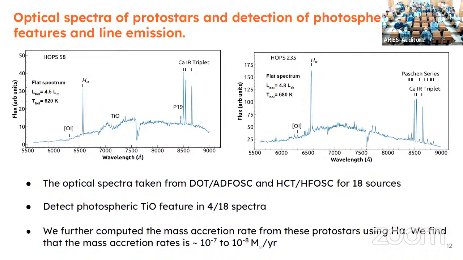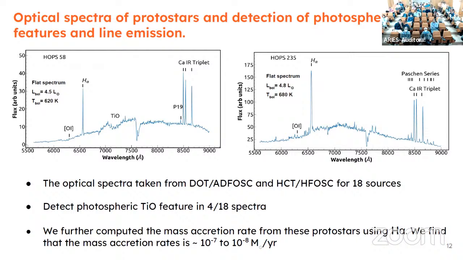Since some of these protostars are actually bright, with the brightest ones being about 13 to 14 magnitudes in G band, we were also able to follow them up using spectroscopy, using several Indian facilities such as the Aries Devasthal Faint Object Spectrograph on the DOT 3.6 m and the Himalayan Faint Object Spectrograph and Camera, HFOSC, on HCT. So for 18 protostars, we were actually able to get their optical spectra. Here I'm showing you the case of two protostars, HOPS 58 and 235. Both of them have very similar protostellar properties, L-bol of 4.5 versus L-bol of 4.8, T-bol of 620 versus T-bol of 680.